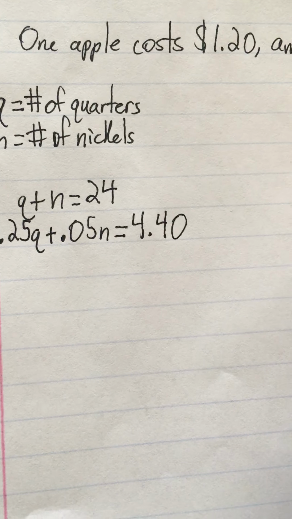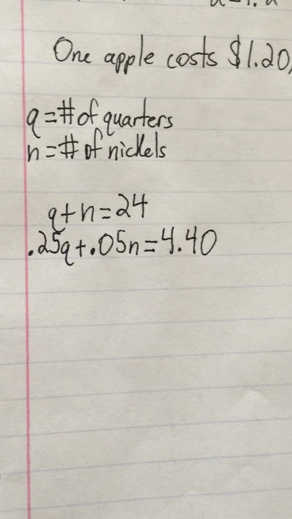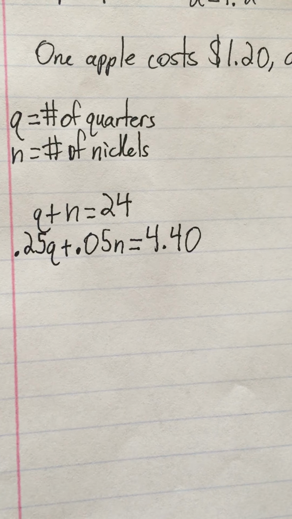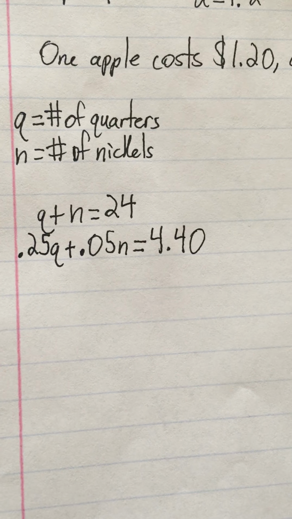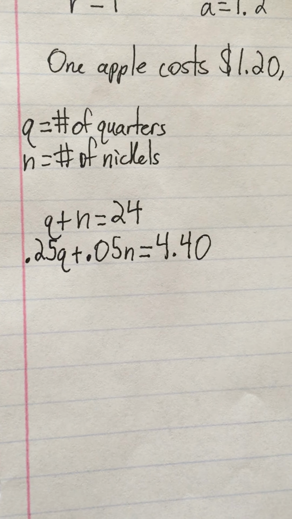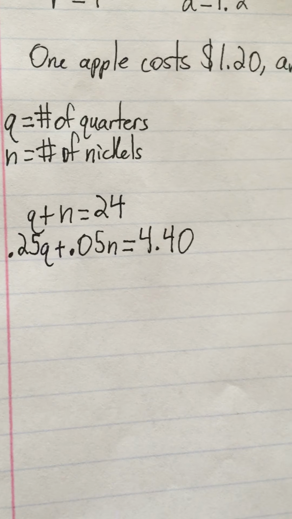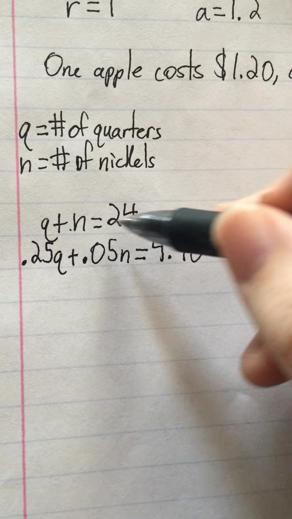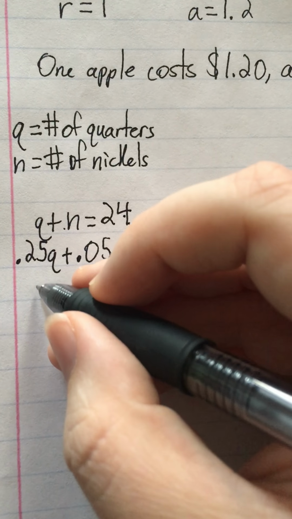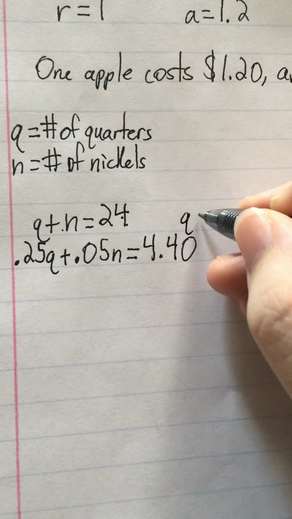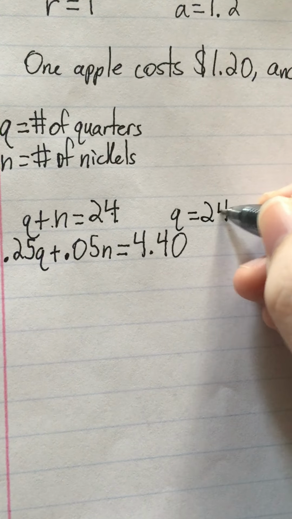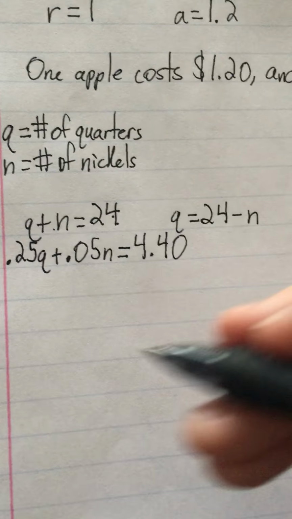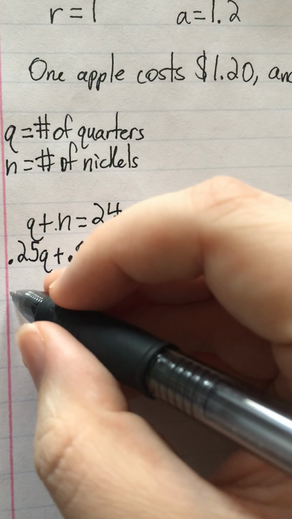Now, for this one, I definitely would use substitution because I don't want to deal with those decimals any more than I already have to. So what I did was I changed this equation by moving the n over, and I changed it to Q is equal to 24 minus n.